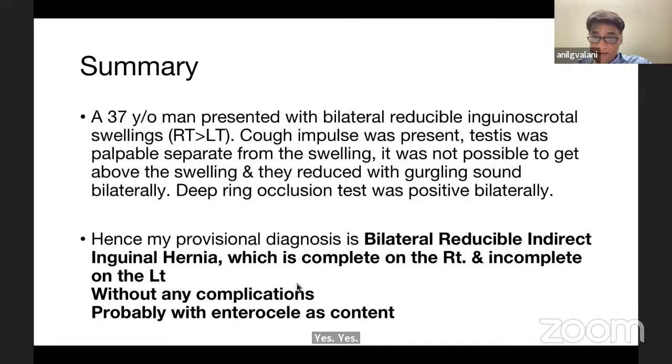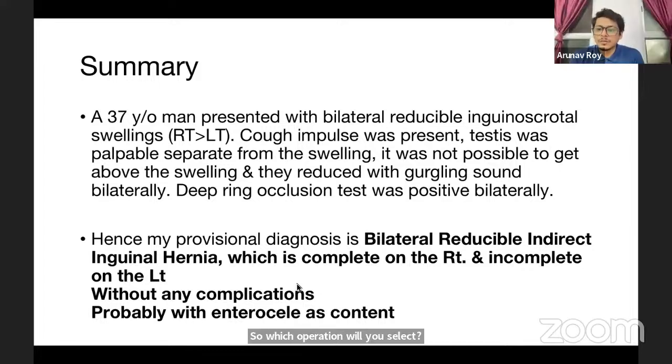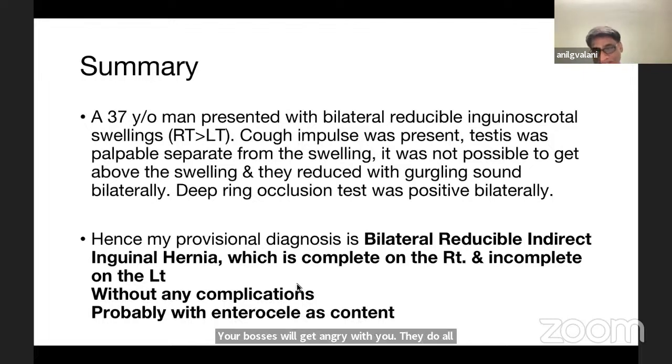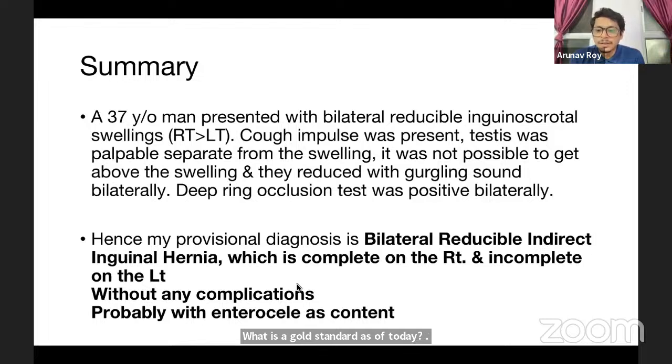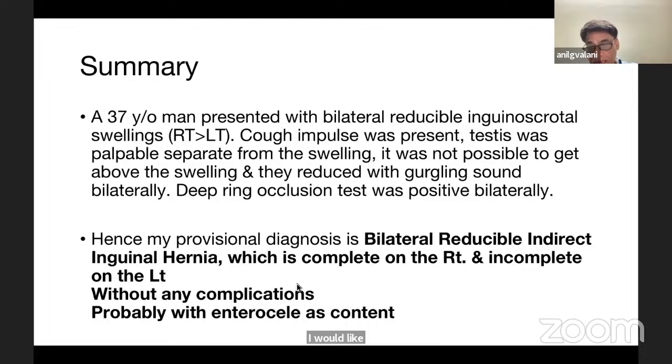So which operation will you select? I would go for an open hernia repair, sir. Your bosses will get angry with you. They do all laparoscopy. What is the gold standard? In fact, I would like an opinion of the panelists. What is at present the gold standard for an inguinal hernia repair? Because at one of the hernia conferences and symposia, I was on the stage, and I asked the panelists, before I utter something, I would like to know for my own knowledge, what is the gold standard as of today for inguinal hernia? Currently, sir, the gold standard is the Lichtenstein tension-free mesh repair. I would like the opinion of the other panelists, sir. Is laparoscopy the gold standard? My question to the other panelists.